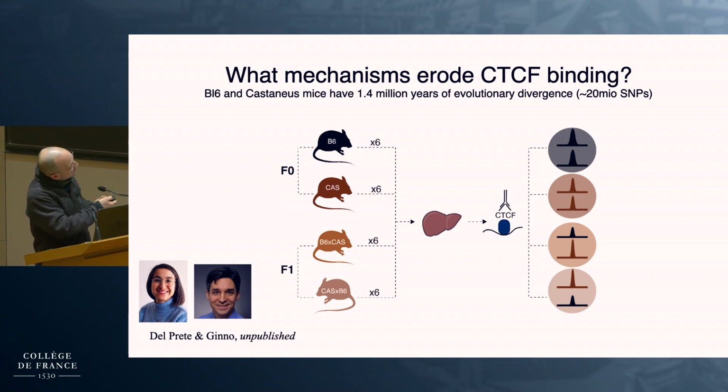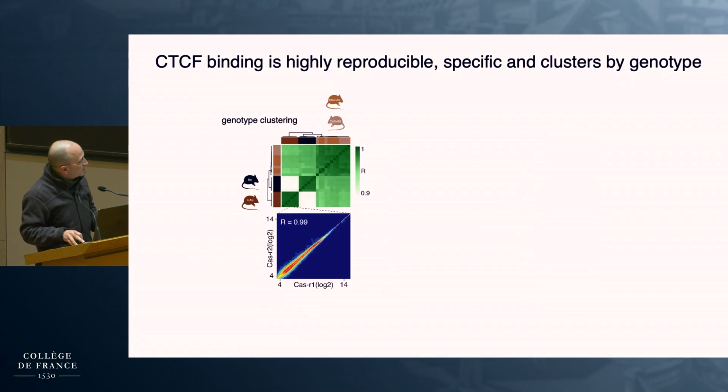So what we did was we created CTCF binding maps in Black 6 and Castaneus mice that are separated by about 1.5 million years of divergence. They have about 20 million SNPs. Now, one aspect of this that's very important to point out is that you can do a lot of replicates. And to do this, we actually did a minimum of 6 replicates in each genetic background and in each F1, including the reverse crosses. And that was to try to get really high resolution on what we were analyzing.